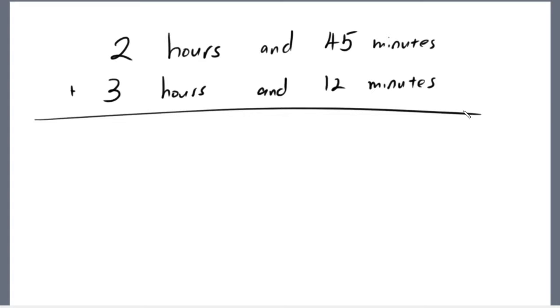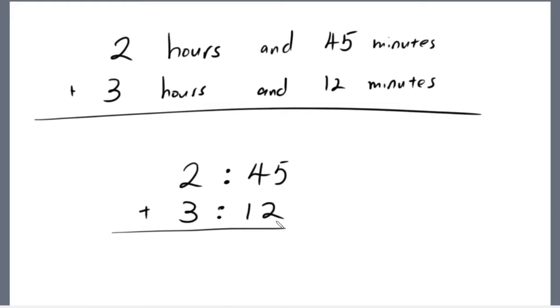We can change this into a just numbers format and write 2 colon 45 plus 3 colon 12. This is 2 hours and 45 minutes, 3 hours and 12 minutes. We can add our minutes first and get 5 plus 2 is 7, 4 plus 1 is 5, bring down your colon, 2 plus 3 is 5. So 2 hours and 45 minutes plus 3 hours and 12 minutes is simply 5 hours and 57 minutes.